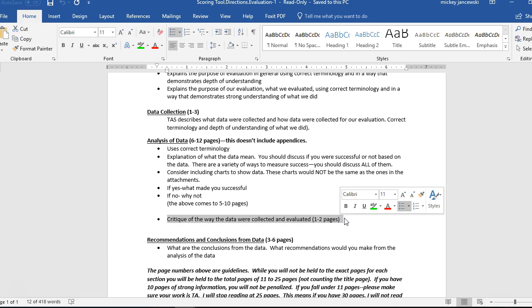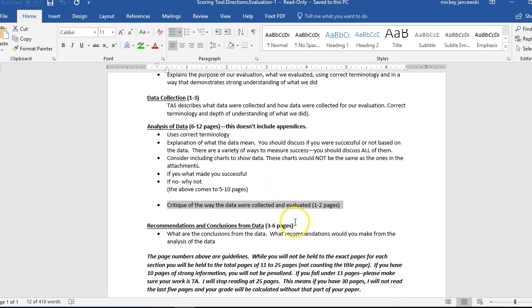In doing this, I would expect at least one citation. So if you say, well, the way we collected data is perfect, I would expect you to be able to cite someone that says that besides you. And if you have a recommendation on how the data collection could change, I would expect a citation on that. This easily could be done in 1 page. So the total is 6 to 12 pages.